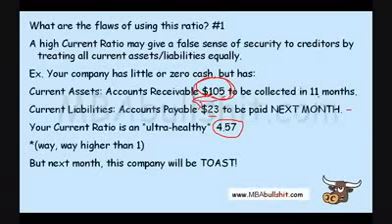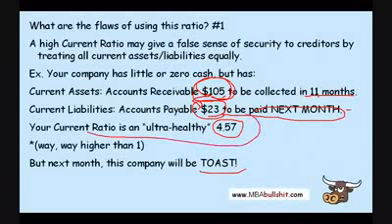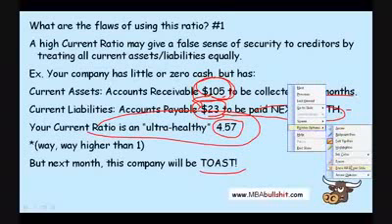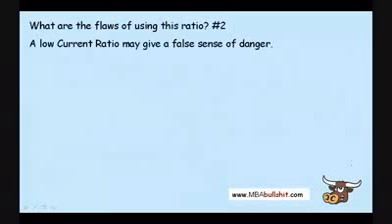these current assets will be turned into cash 11 months from now, which will be too late to pay for these current liabilities next month. So your company will be toast, okay? Your company will have a cash flow problem, and it will not be able to pay its debts, even if your current ratio is an ultra healthy 4.57. Okay? So that's it. Now, what's the second flaw of using this ratio?